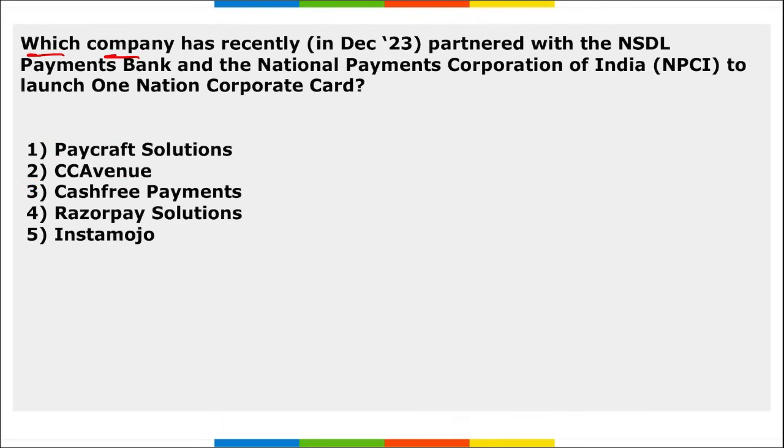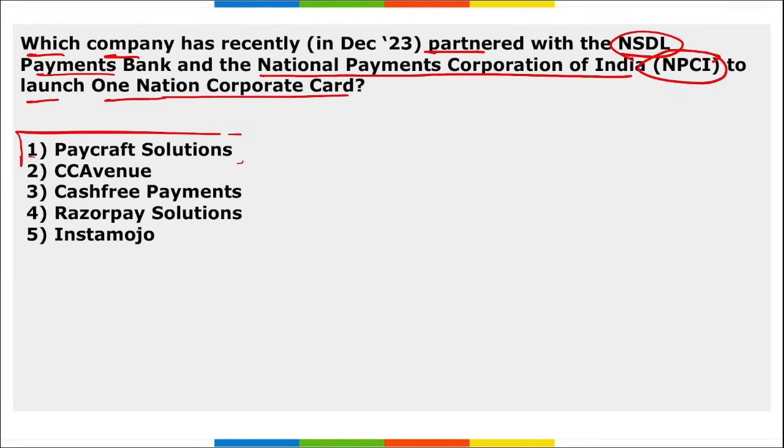Next, which company has recently partnered with NSDL Payments Bank and the National Payment Corporation of India, that is NPCI, to launch One Nation Corporate Card? So this One Nation Corporate Card was launched by Paycraft Solution Limited, and they have partnered here with NSDL Payments Bank along with NPCI, and NPCI is the organization that has launched UPI. This particular card allows the cardholders to travel across India on any public transport that accepts bank issued cards.